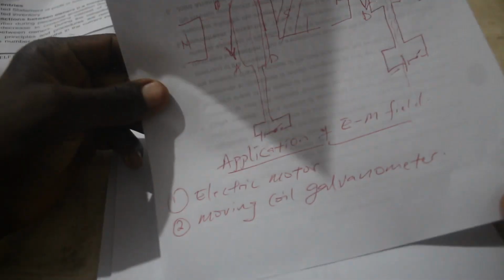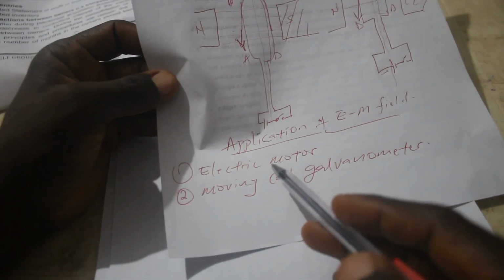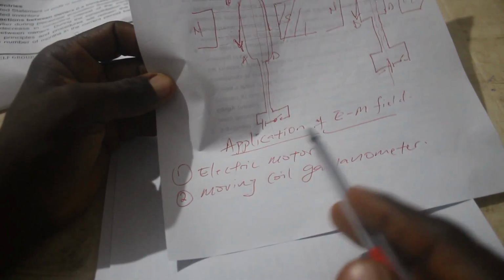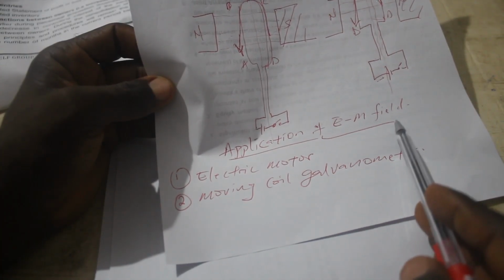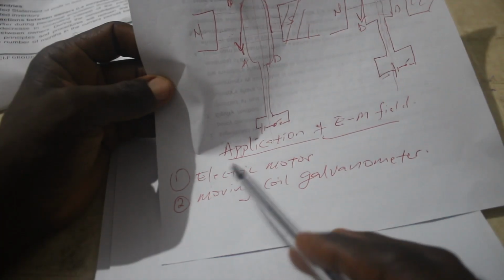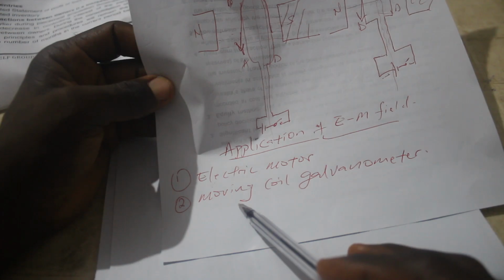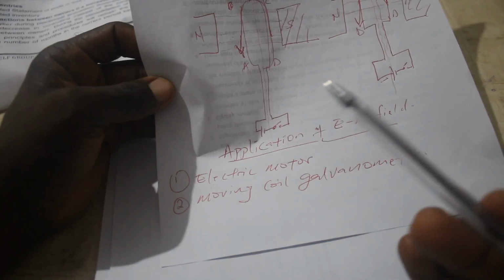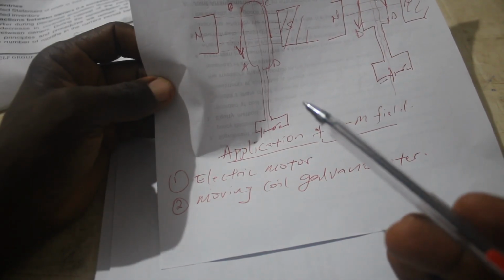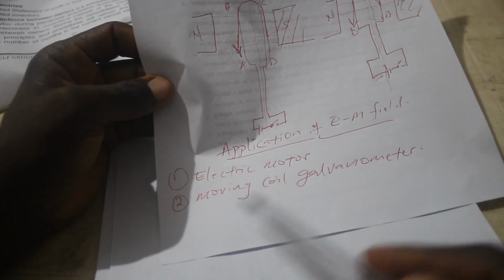We are not going to be going into the working principles of these two devices. So the electromagnetic field finds its application in these two devices, the electric motor and also the moving coil galvanometer. Now the electric motor, you can find it in your fans, your ceiling fans, you know. So yes, that's what you have.